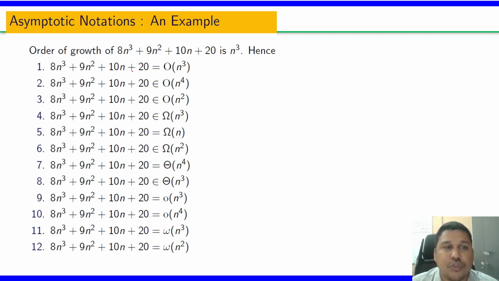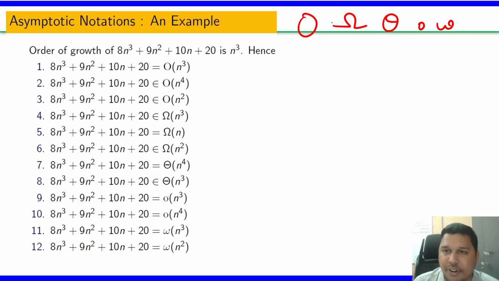Okay, right? So first, one example I will explain. 8n cube plus 9n square plus 10n plus 20 is the running time of an algorithm. Instead of simply writing n cube, for easy understanding I told you to write n cube like this. But actually, you have to use notations to represent them. You have to use asymptotic notations: big O, omega, theta, small o, and small omega. You definitely have to use them. Big O is for less than or equal to, omega is for greater than or equal to, theta is for equal to, small o is strictly less, small omega is strictly greater than. Using this logic, let us try to solve this problem.